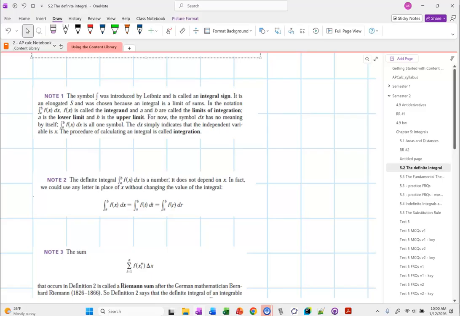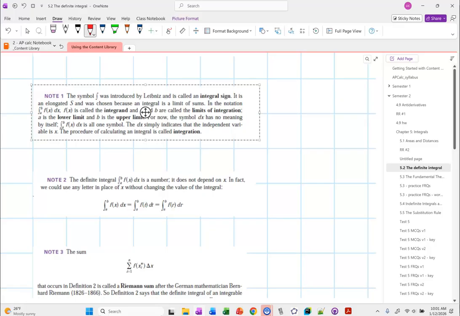So this stretched out S symbol is the integral sign. It's like the addition sign or the subtraction sign or the multiplication sign. It's an operation. The function that we are integrating, that we're taking the integral of, is called the integrand. That's the f of x that's on the inside. The a and b are the limits of integration. That's telling us where we're going to start integrating from and where we're going to stop.